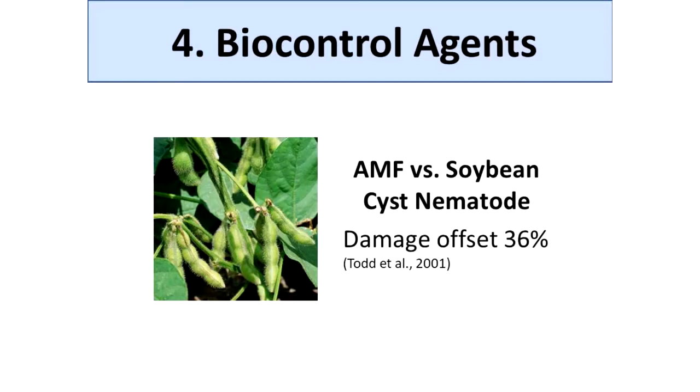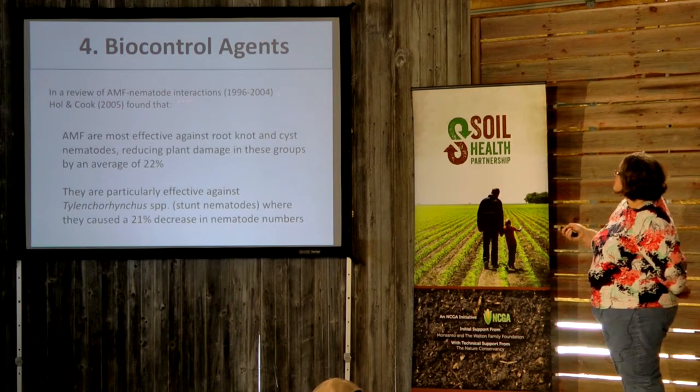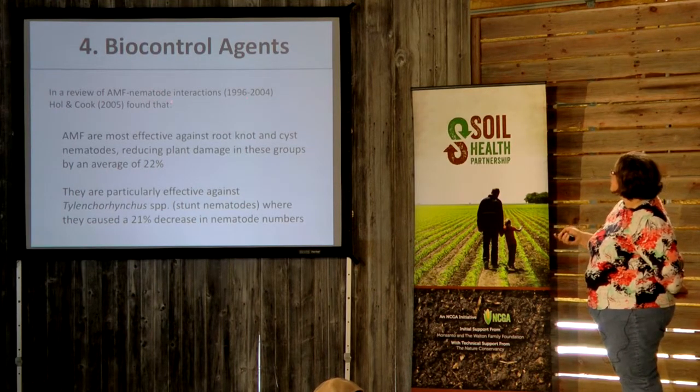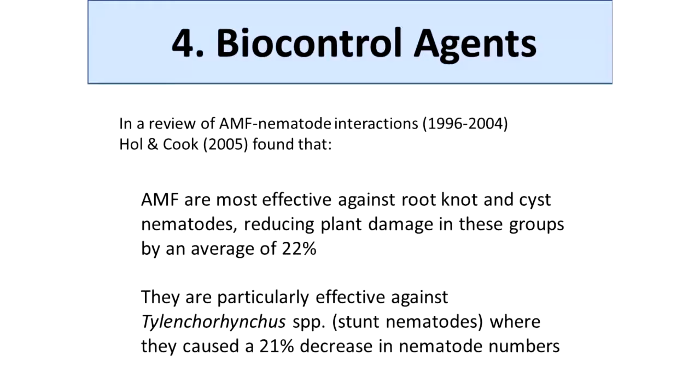Next one. In a review of AMF nematode interactions that spanned from 1996 to 2004, Hole and Cook did a meta-analysis, and they found that AMF are most effective against the root knot and cyst nematodes, and the average damage reduction was 22%. They're particularly effective against stunt nematodes, where they cause a 21% decrease in nematode numbers.